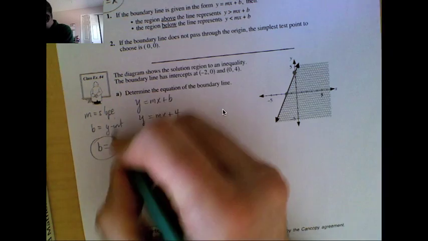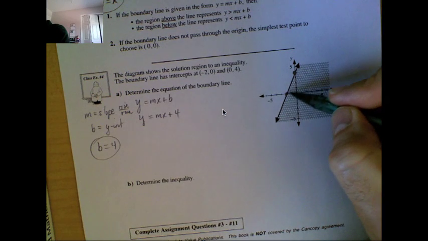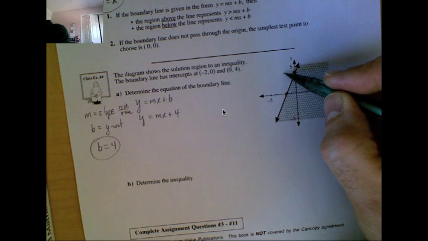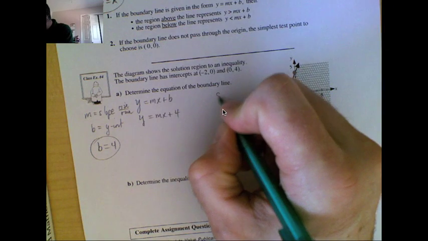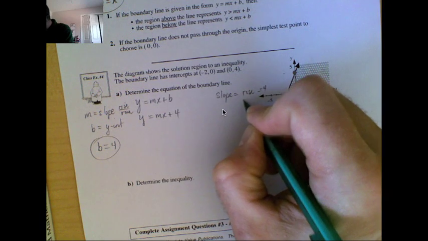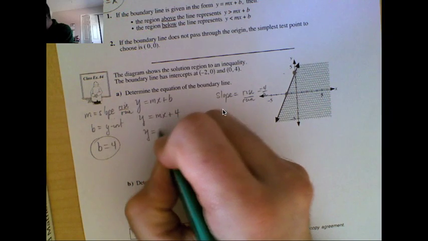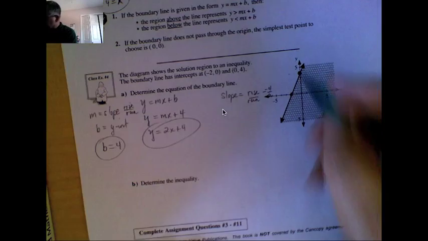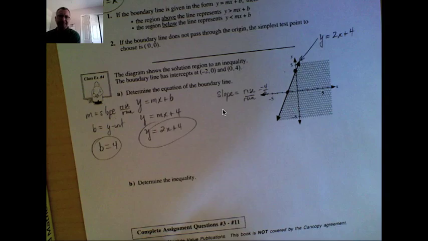Well, I can count. Remember, slope is also the same thing as rise over run. So if I count this, I'm going to go up 1, 2, 3, 4, and I'm going to go to the right 1, 2. So that means for my slope, I have a rise of 4 and a run of 2. Well, 4 over 2 tells me I have a slope of 2. So that means this equation is y equals 2x plus 4. That's the equation of this line.